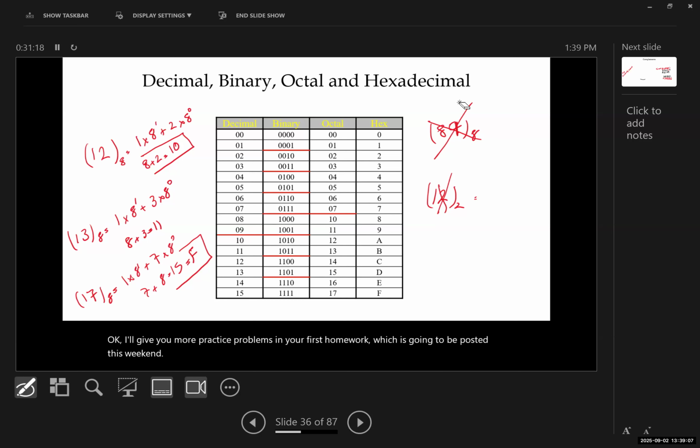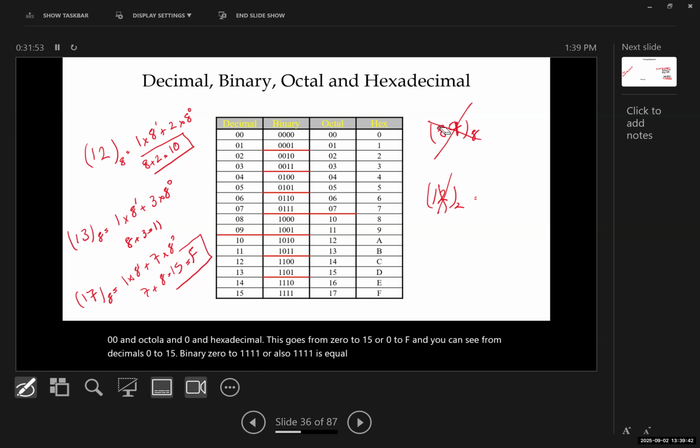Now, this table shows the entire binary, decimal, octal, and hexadecimal equivalence. So decimal 00 is going to be equal to 0000 in binary, 00 in octal, and 0 in hexadecimal. This goes from 0 to 15, or 0 to F. And you can see from decimal, it's 0 to 15, binary is 0 to 1111. For octal, 1111 is equal to 17.